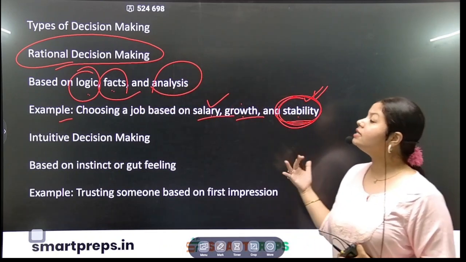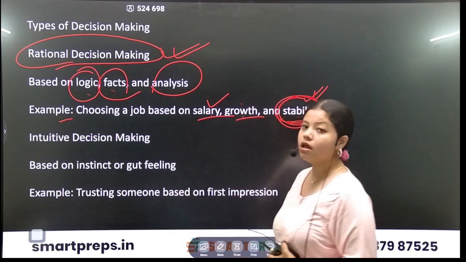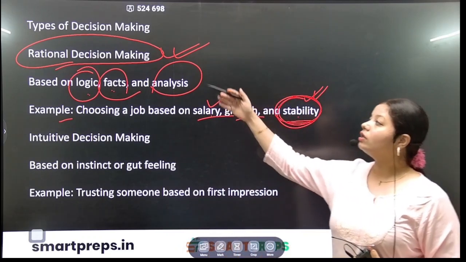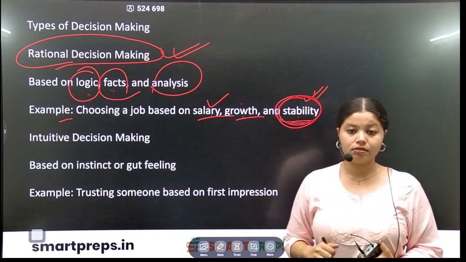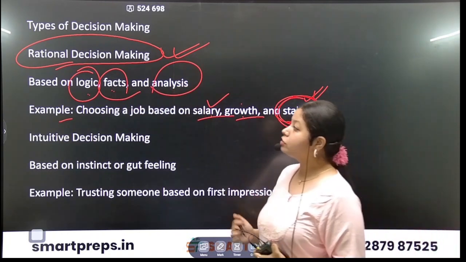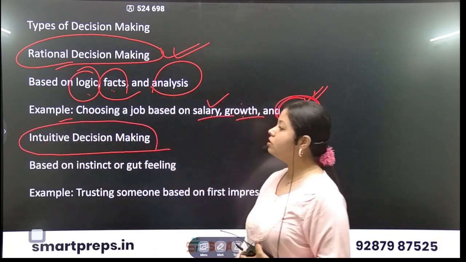So all these decisions are known as what? Rational decision making, which is based on the correct logic, the facts and the analysis. So this is rational decision making.